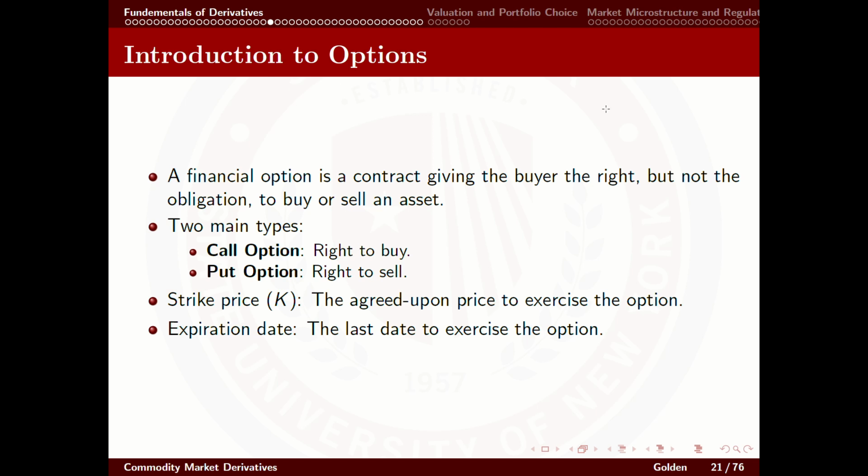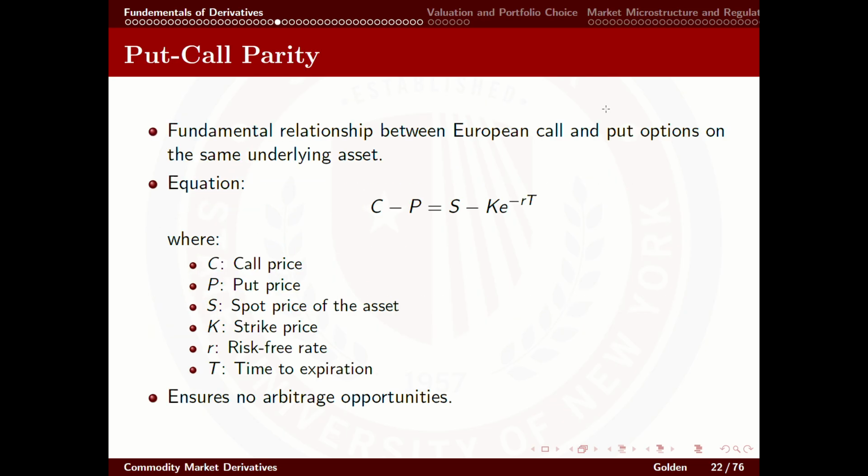Today we're going to continue our introduction to fundamentals of derivatives by a look at options. A financial option is a contract giving the buyer the right but not the obligation to buy or sell an underlying asset. There are two main types of options. There's a call option, which is the right to buy, and there's a put option, which is the right to sell. And the strike price is the agreed upon price to exercise the option at the expiration date, which is the last date at which you can exercise the option.